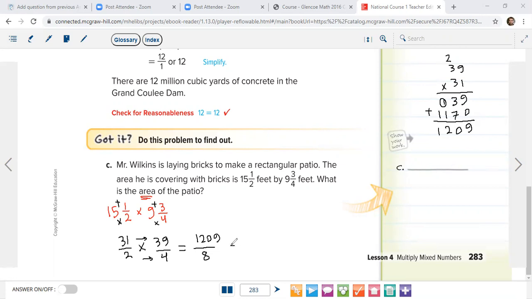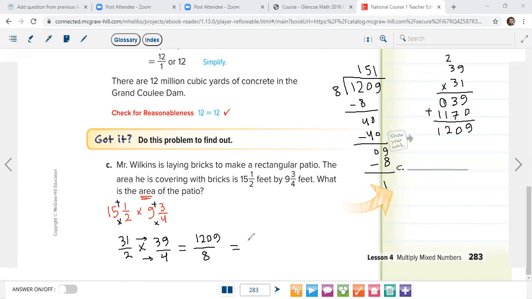over 8. Of course, we are not going to leave it like this. This is improper fraction because the numerator is bigger than denominator. So you are going to divide. We need to divide now 1209 divide by 8. So 12 by 8 is 1, 1 by 8 is 8 minus will give you 4. Drop the 0, 40 divided by 8 is 5. Because 5 by 8 is 40 minus 0, drop the 9 will give you 1. 1 by 8 is 8 minus will give you 1.